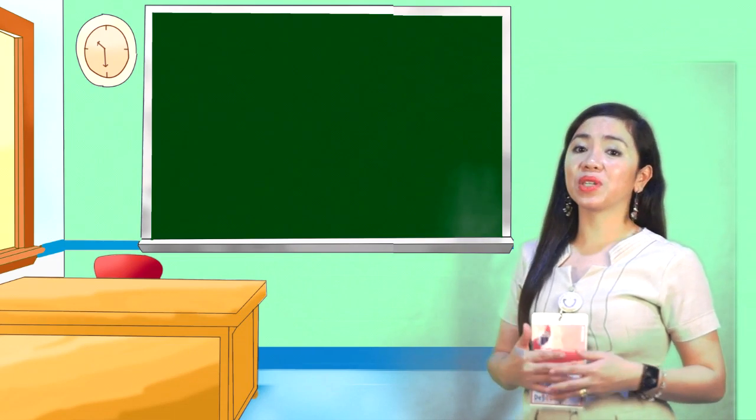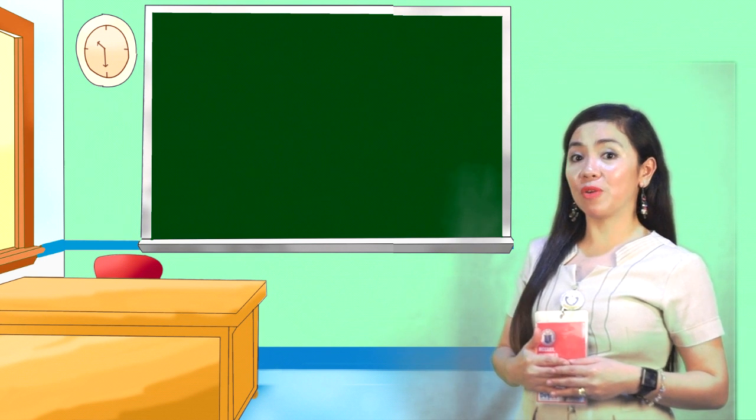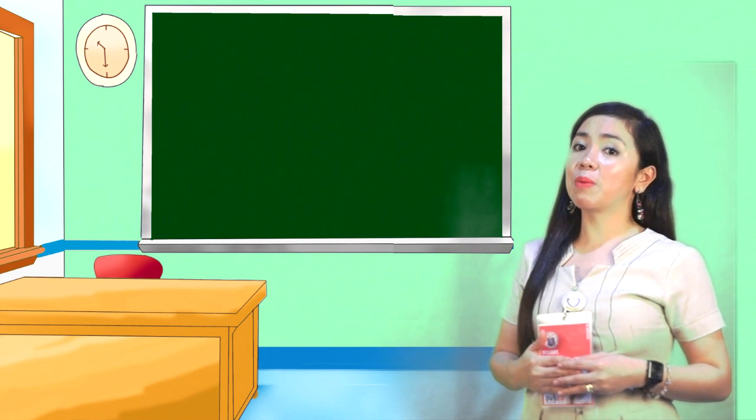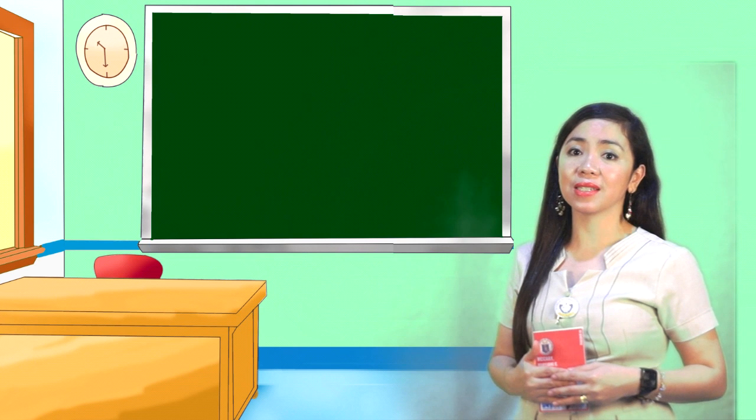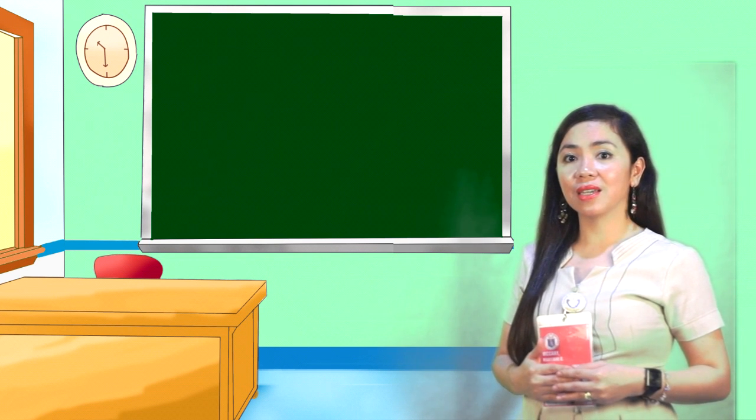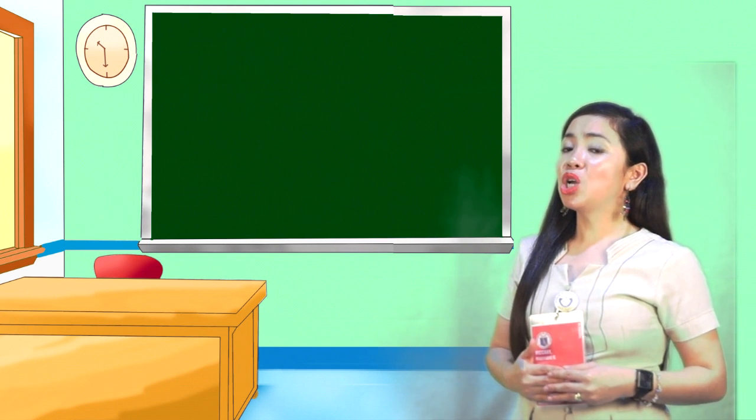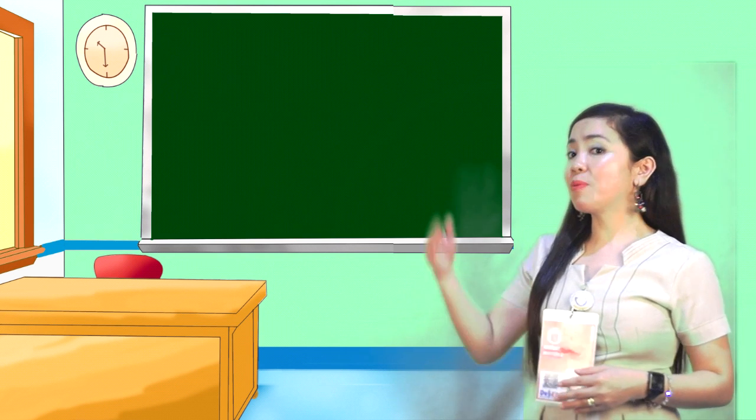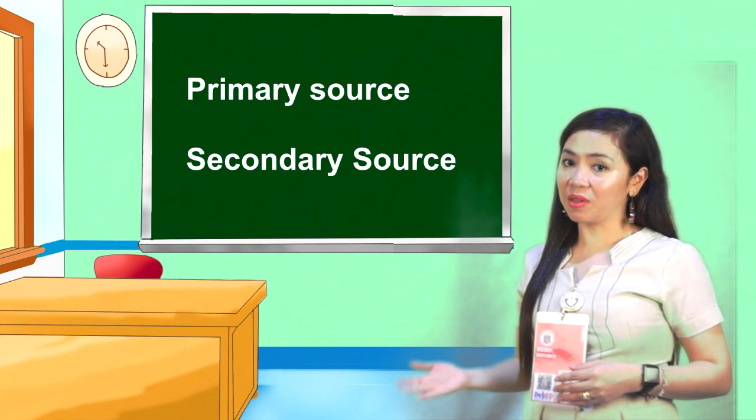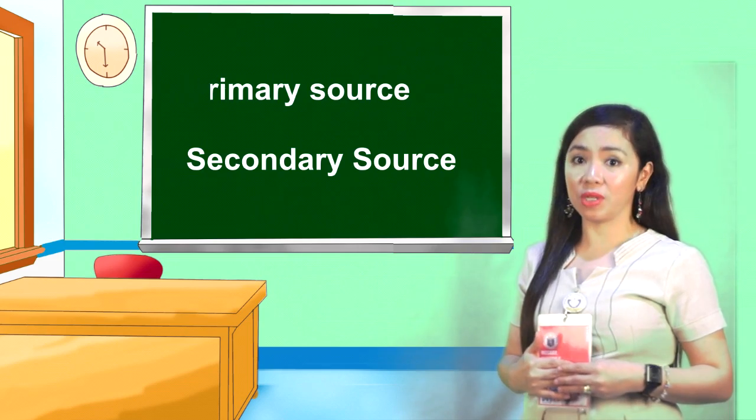When you do research, you have to gather information and evidences from a variety of sources. Am I right? In this case, you need information from primary and secondary sources to support your research.